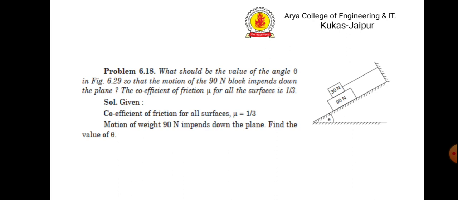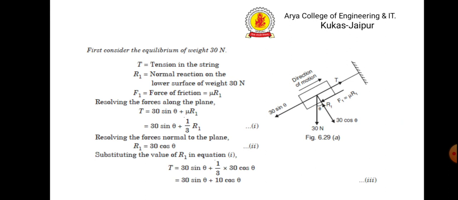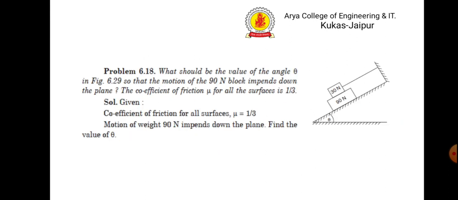In the problem we will have to find out the value of angle theta so that the motion of the 90 Newton block impends down, means the block of 90 Newton will move in the downward direction. The coefficient of friction mu for all surfaces is 1 by 3. Coefficient of friction will act where the rubbing happens. So rubbing will happen between the plane and 90 Newton, and second one is between the 30 Newton and 90 Newton.